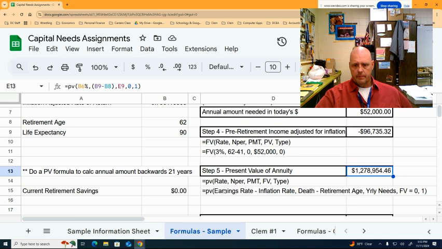So again, earnings rate less inflation rate in our inflation adjusted rate of return, death minus retirement age, how many years we need. Again, future value 0, right? Because we're not gonna leave anything for our kids. Our yearly needs is the answer in step 4. And then again, 1, because we want that money at the beginning of the year. So again, rounding could make your number off a little bit, but I've got $1,278,000, almost $279,000.